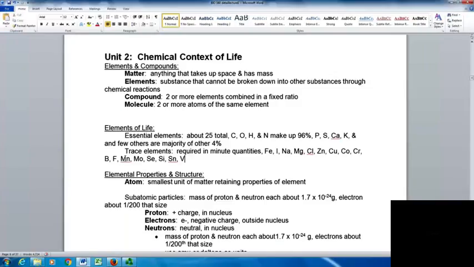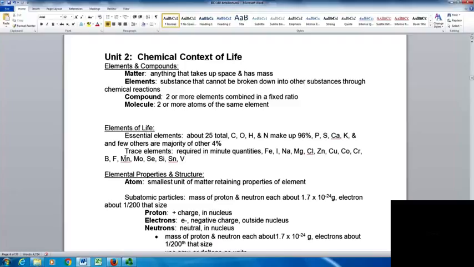Matter is anything that takes up space and has mass, and chemistry is just the study of matter. Anything that is alive is definitely going to be made up of matter, so that makes biology and chemistry inherently tied together. The elements are the substances that cannot be broken down any further through chemical reactions. So if you were to break them down into their subatomic particles, they're no longer going to maintain the properties of that element. When you look at a periodic table, all of those different symbols in the different boxes are the different elements that we have.